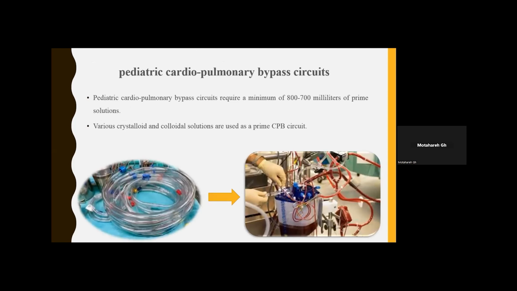Cardiopulmonary bypass facilitates the repair of congenital heart defects in infants and children. The management of cardiopulmonary bypass for pediatric cardiac surgery is more challenging than that in adults due to the smaller size, immaturity, and complexity of the anatomy in children. Pediatric cardiopulmonary bypass circuits require a minimum of 800 to 700 cc of prime solution.